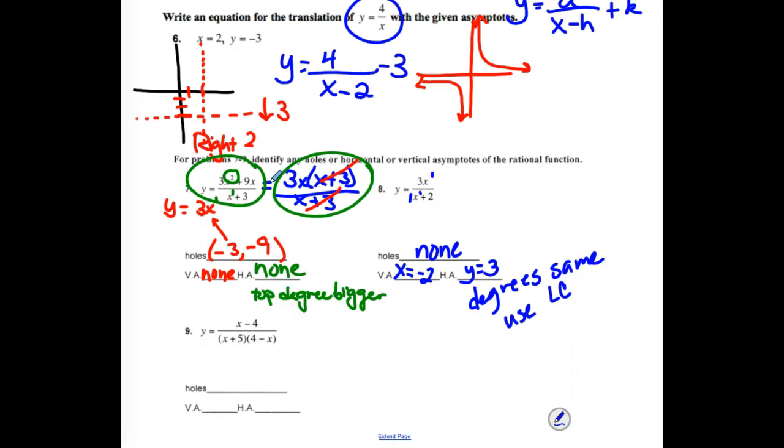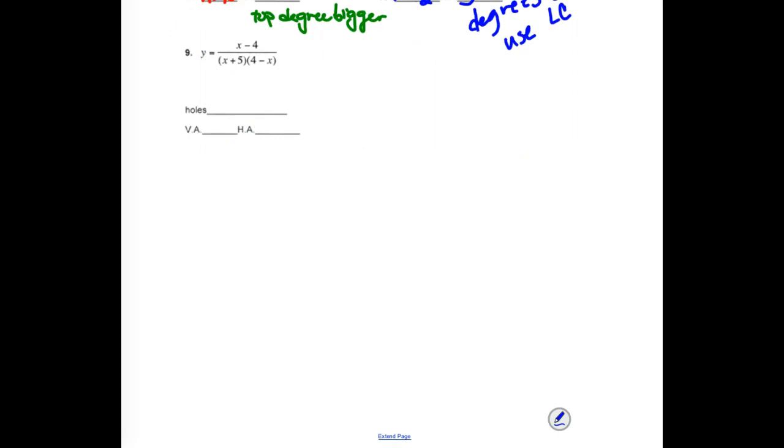Okay. Question 9. Already in factored form for you. Do we have any points of discontinuity? We actually have 2 of them. When x is -5, somebody else, x is 4. 2 points of discontinuity. Let's start with the -5. Is it removable? No. So that means it is a vertical asymptote. X equaling -5 is a vertical asymptote.